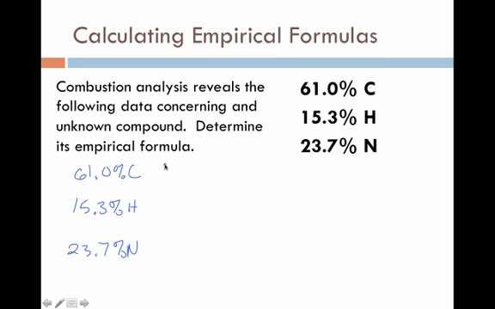We go from 61.0% of 100 grams, which is 61 grams. Nice and easy. Likewise, we get 15.3 grams of hydrogen, and we get 23.7 grams of nitrogen. So that gets us from our percentages to our grams. If you recall, our next step is to get grams into moles, because that's what's going to get us the formula that goes along with these three elements. We'll put in a multiplication sign and a line for each one of them.